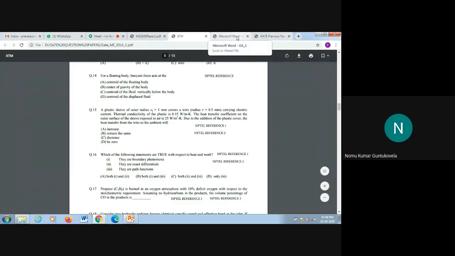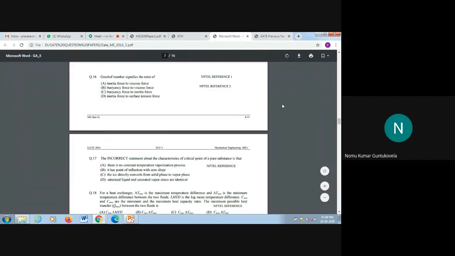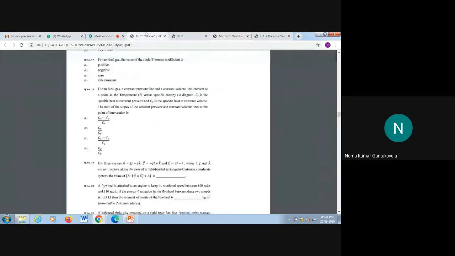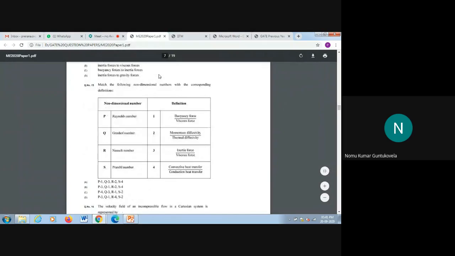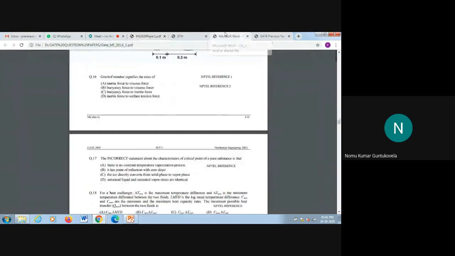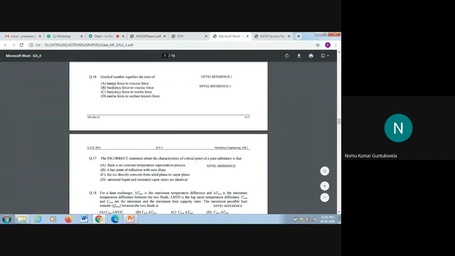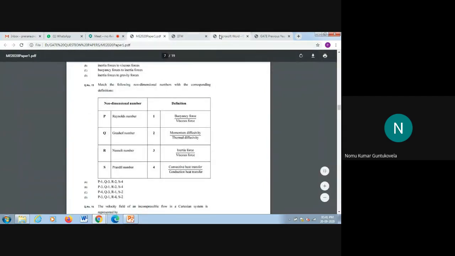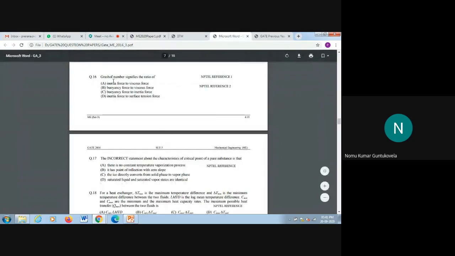So see this paper. Here a repeated bit came: Grashof number signifies the ratio of... In this question, we already got this one. So the Grashof number signifies the ratio of buoyant forces to the viscous forces. Here we already have that, buoyancy forces. So it is the ratio of buoyancy forces to the viscous forces.